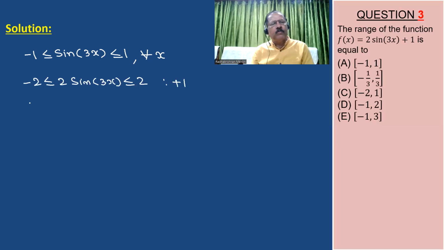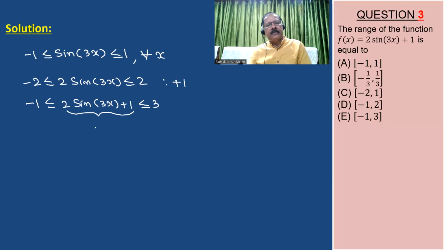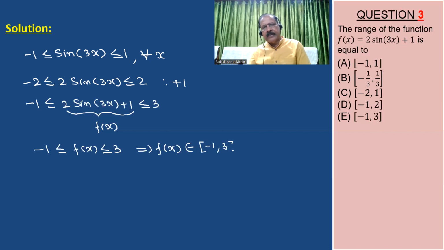So when you add 1, minus 2 plus 1 is minus 1, less than or equal to 2 sine 3x plus 1 less than or equal to 3. And this 2 sine 3x plus 1 is f of x. So minus 1 less than or equal to f of x less than or equal to 3. So f of x lies in the closed interval minus 1, 3. So we got the answer. It is an easy question. Okay, so the answer for that question is option E. Easy question.